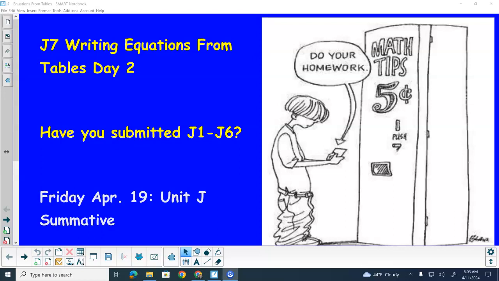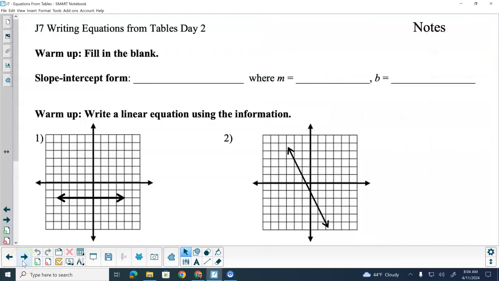So we are in the note packet once again. We are on J7. Prior to us doing the 4 warm-up problems, let's refresh our memory what the slope-intercept form is. Anyone? Slope-intercept form? Y equals mx plus b. What does the m stand for? Slope. What does the b stand for? Y-intercept. Good job.